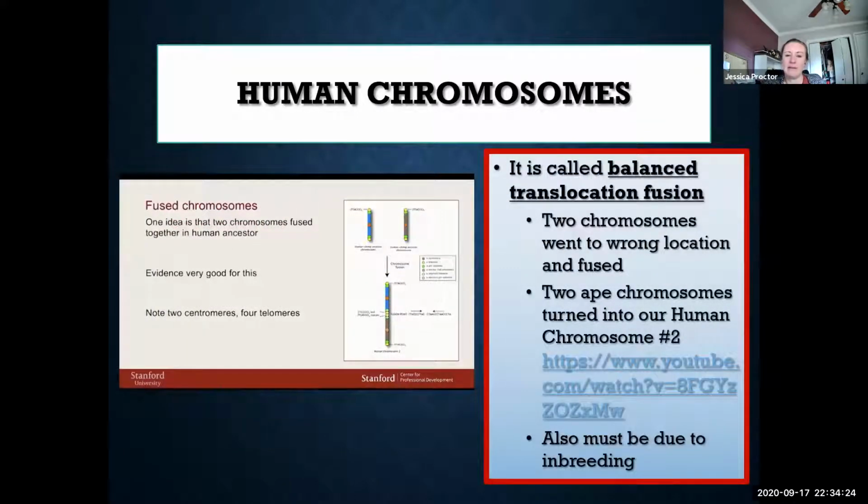All right, so what happened is called a balanced translocation fusion. So 2 chromosomes went to the wrong location and fused. So 2 ape chromosomes turned into our human chromosome number 2.